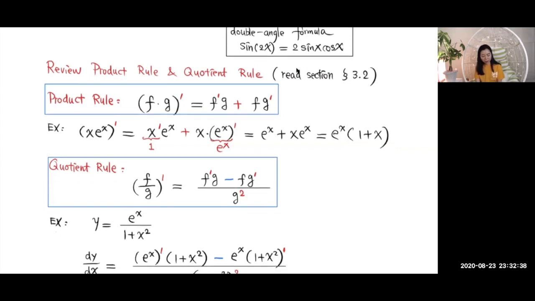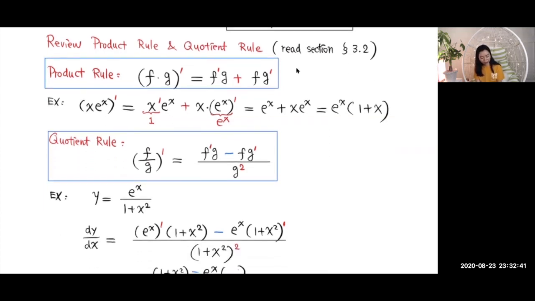Next one, we're going to review the quotient rule. When you have this quotient of f and g, the derivative of that has denominator g squared, and then on top it has a similar pattern as the product rule. So f prime g here and f g prime over here, but in between it is a difference, so we subtract.